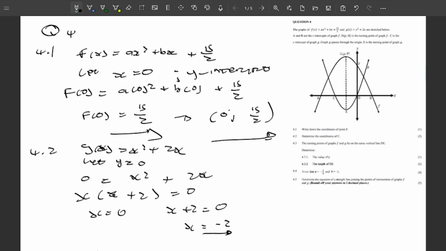These are the two values of the x-intercepts, right? Since O is at the origin, it's sorted. Now for C, they want the coordinates, not the value, so we say negative 2 and 0.